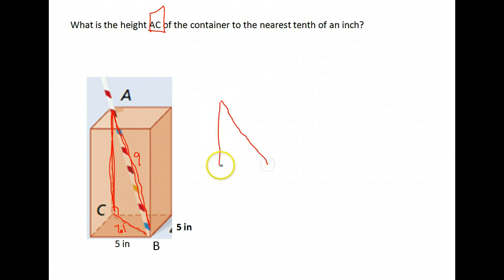If I draw that out, my bottom here is 7.1. This is the side I'm looking for, my height, and I know the hypotenuse this time, it's 9. Again, I can use the Pythagorean Theorem.